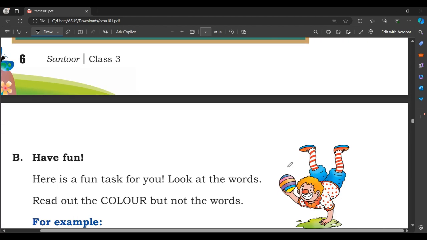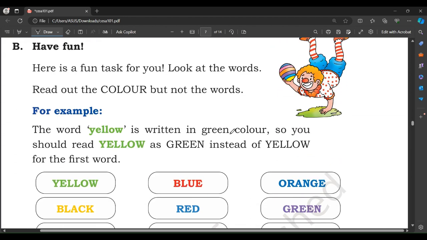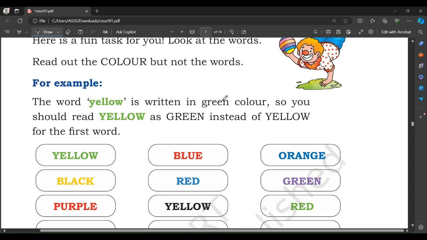Now, have fun. Here is a fun task for you. Look at the words. Read out the colors, but not the words. You should read the colors. Don't read the words. The word yellow is written in green color. So you should read yellow as green instead of yellow for the first word.